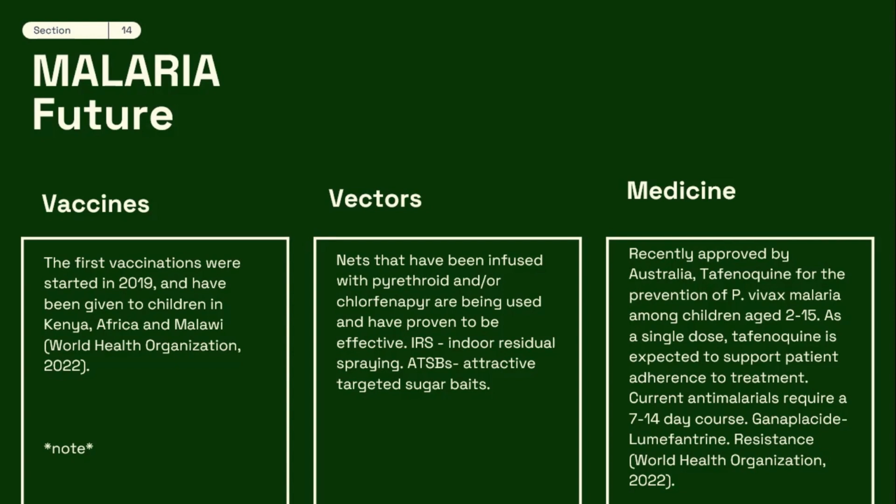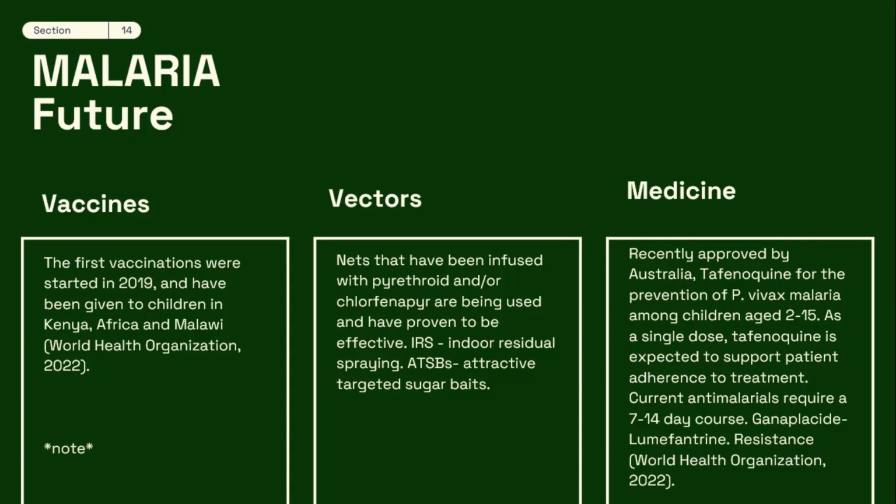Another way to prevent the spread of malaria for our future is via vectors. These areas use nets that have been infused with pyrethroid and or chlorfenapyr. And those are being used inside homes or areas where people are residing for longer periods of time, and they have been shown to be extremely effective.